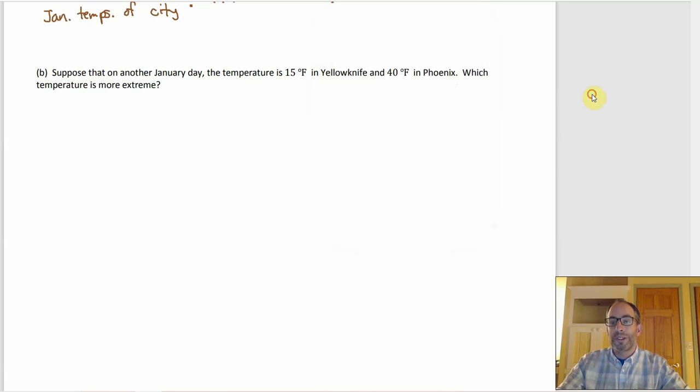Okay, more extreme is going to end up being just which one's farther away from the mean, and the direction doesn't matter, right? Because clearly these are in opposite directions, right? One of them would be really, really warm, like the January thaw of Yellowknife, and then one would be pretty cold. So let's see what happens.